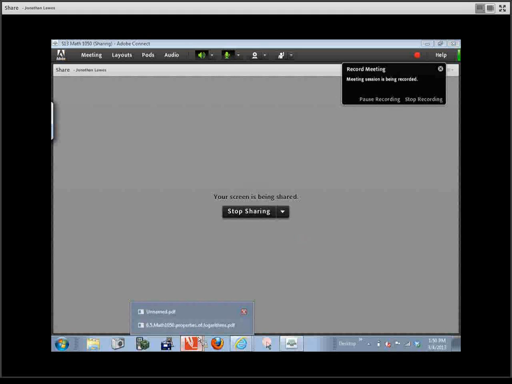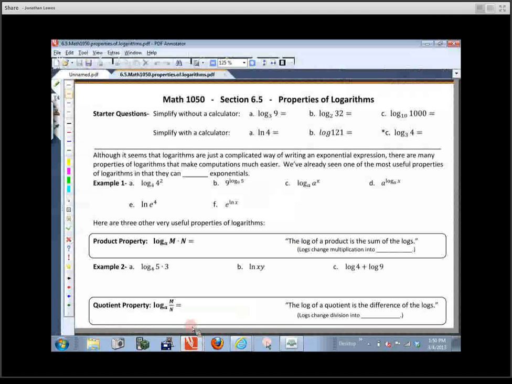All right, so the first line says simplify without a calculator, and the next line says simplify with a calculator. Let's see. Logarithms are asking a question. This one is asking 3 to what power equals 9? Answer's 2.